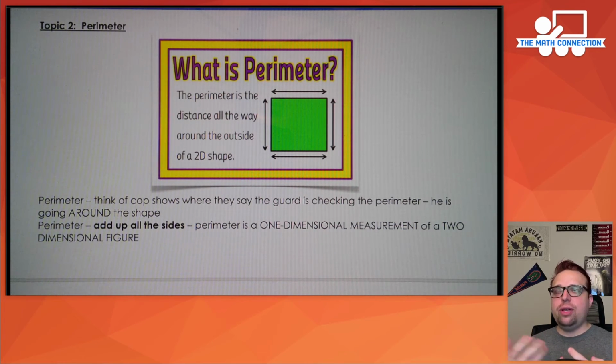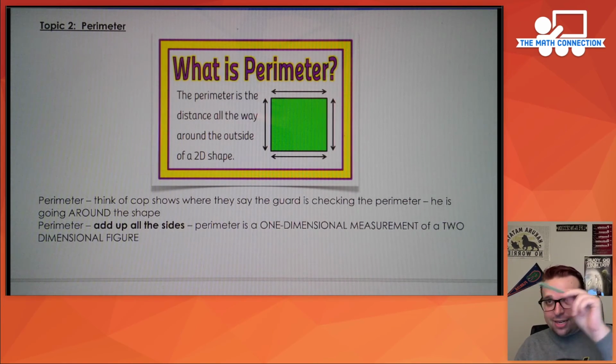So a cute way that you can think of how perimeter works is to think about a security guard or a cop, like on a TV show, and you might hear them say, oh, the security guard was checking the perimeter. He was doing a perimeter check. What that means is that whatever property they're on, building or house or whatever, the guard is literally walking around all the edges of the property to check the perimeter. He's checking all the space around the outside. And if he were to measure the distance that he walked, he would find the perimeter of the building or the house or whatever it is.